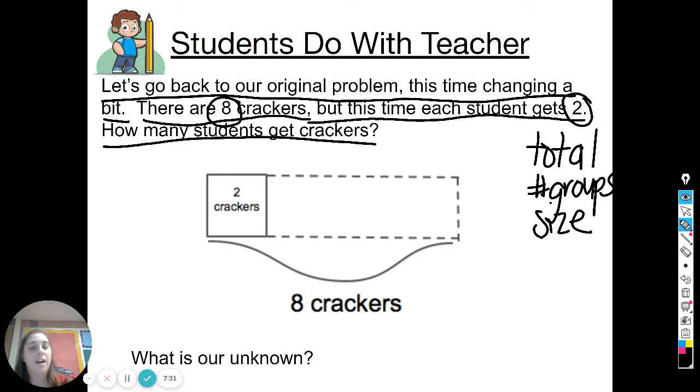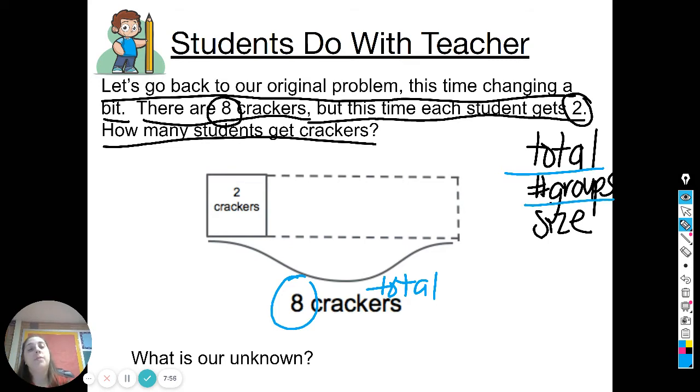Okay, let's start with our total. Thumbs up if we know it, thumbs down if we don't. Thumbs up. Our total is known. We know it because there are 8 crackers total. This is our total.